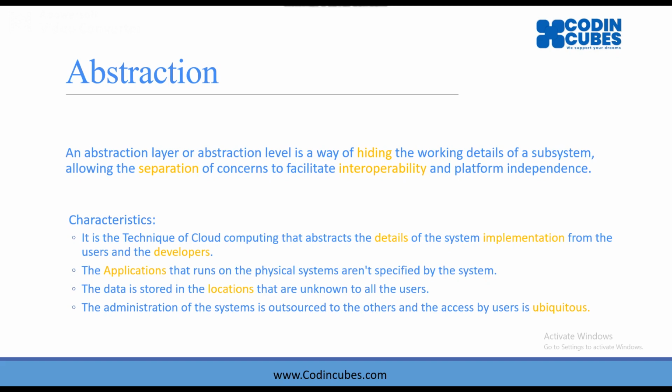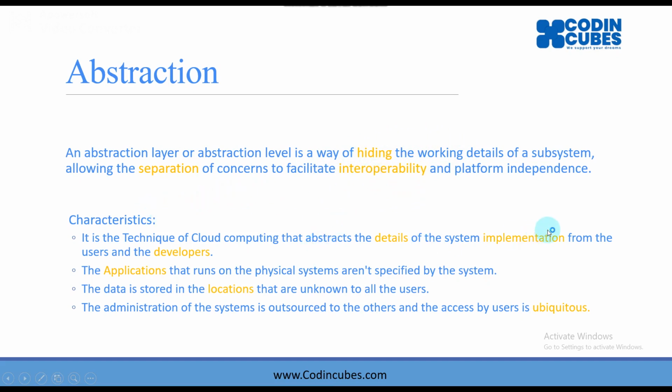So developers use this property for hiding the important resources and features which are not accessed by the user. So abstraction is just like a layer of hiding the working details of the systems, allowing the separation of concern to facilitate interoperability. So here interoperability plays a vital role in cloud computing, and we'll be discussing more about interoperability in the further modules. So we will be discussing the characteristics.